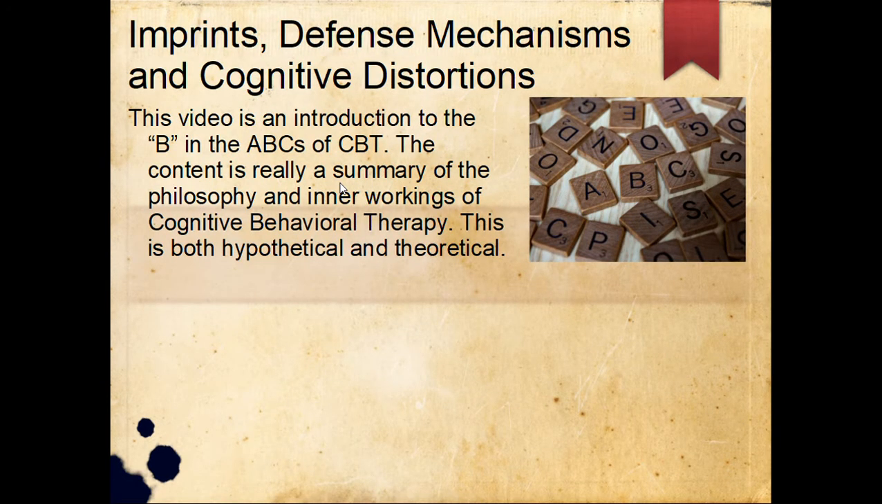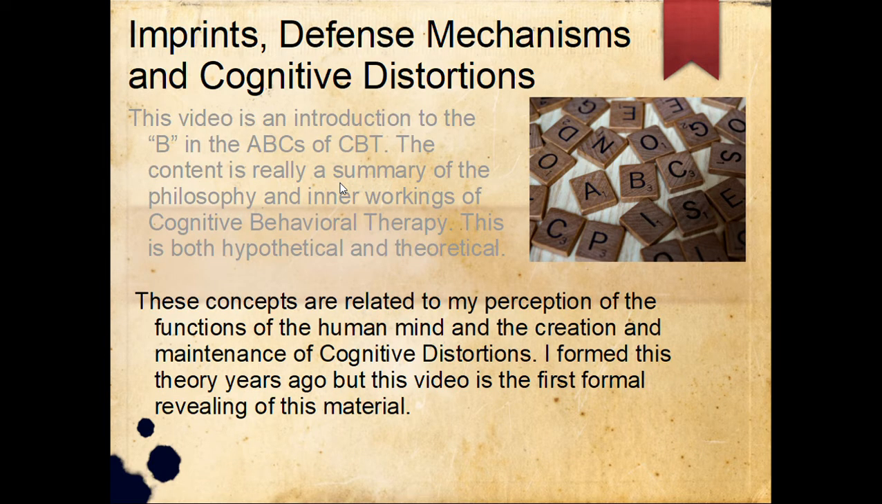Let's look at imprints, defense mechanisms, and cognitive distortions. This video is an introduction to the B in the ABCs of CBT. The content is really a summary of the philosophy and inner workings of cognitive behavioral therapy. This is both hypothetical and theoretical. These concepts are related to my perception of the functions of the human mind in creation and maintenance of cognitive distortions. I formed this theory years ago, but this is really my first revelation of it to the counseling community.